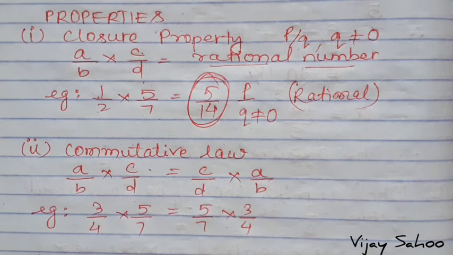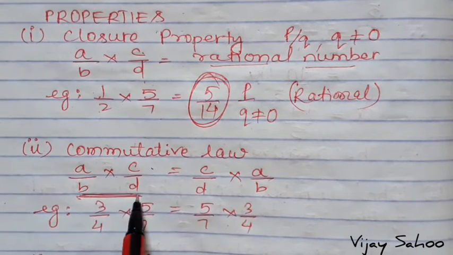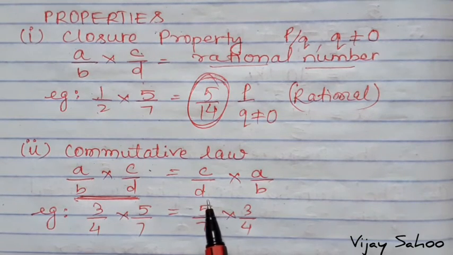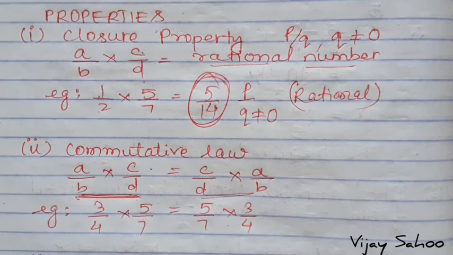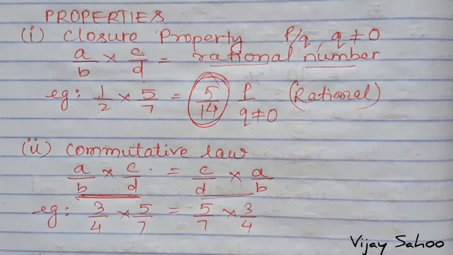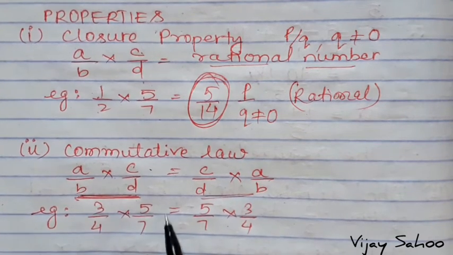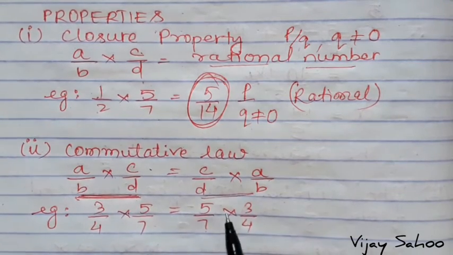Now next is commutative law. You can see that two rational numbers can be multiplied in any order. Here we'll take two rational numbers, a by b multiplied by c by d. If I change the order, c by d multiplied by a by b, I am going to get the same answer. Let's see one example, 3 by 4 multiplied by 5 by 7, or 5 by 7 multiplied by 3 by 4.